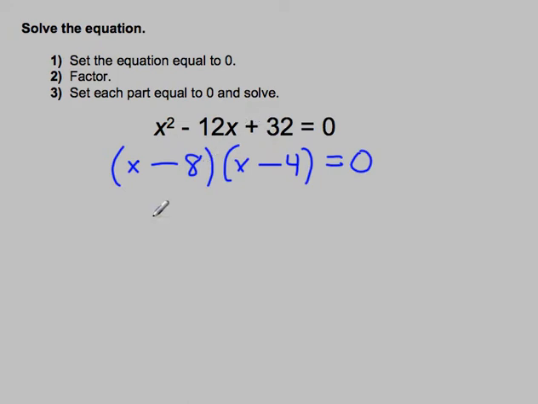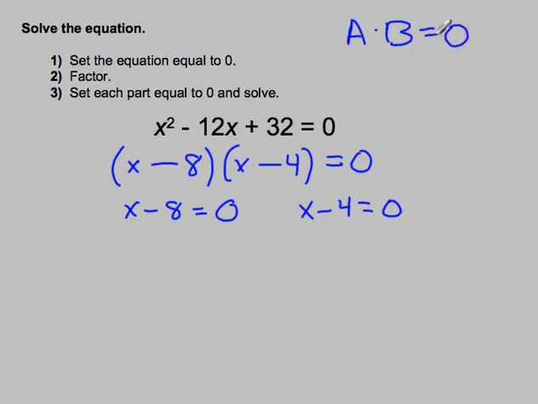Now, how do we solve this? You have to set both of these equal to 0. X minus 8 equals 0, or x minus 4 equals 0. Because if you think about it, you don't need to write this down, but if you pay attention here, we've got a times b equals 0. If a times b equals 0, one of these has to be 0. Otherwise, this isn't possible. So that's basically what we're doing. We're letting this be 0, or this has to be 0. So we have two possible answers.